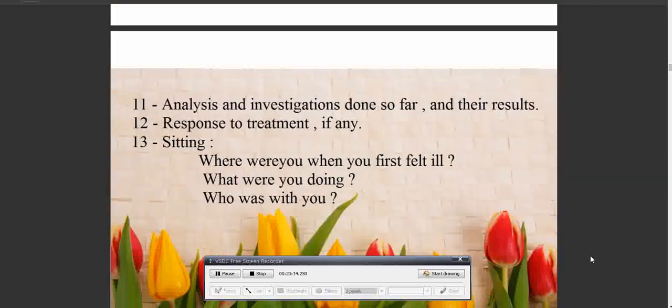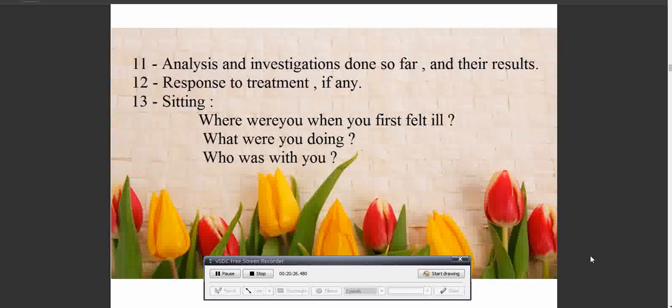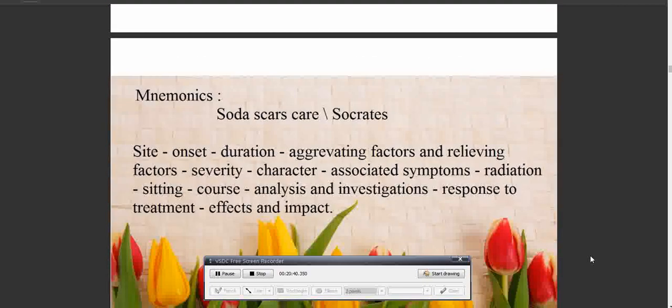Analysis of the investigations done so far, their results, the response and treatment, if any. Now, setting: where were you when you first felt ill? What were you doing? Who was with you? Those are just the investigation, as in the middle of, maybe after you've already known the chief complaint. Let's say the chief complaint is surgical in a way, like a fractured leg, so you have to collect the data around the scenario so that at least you can have a solid verification.